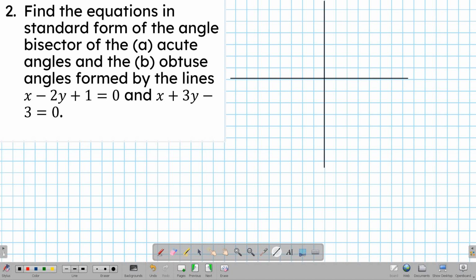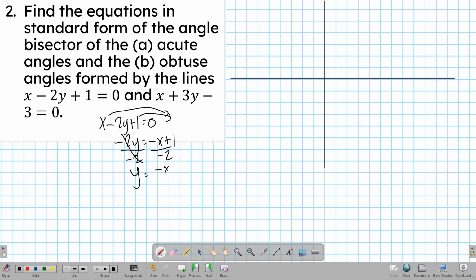So, this is our Cartesian plane. There you go. So, let's first graph the line x minus 2y plus 1 equals 0. If we want to graph that, we can use slope-intercept form. So, transpose, that's negative 2y is equal to negative x plus 1. Dividing both sides by negative 2, y is equal to negative x plus 1 over negative 2.